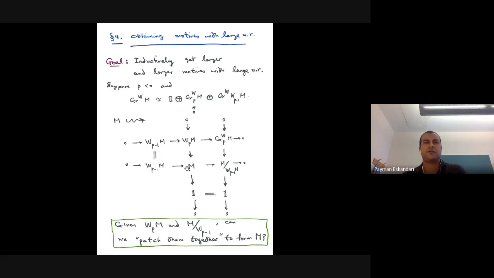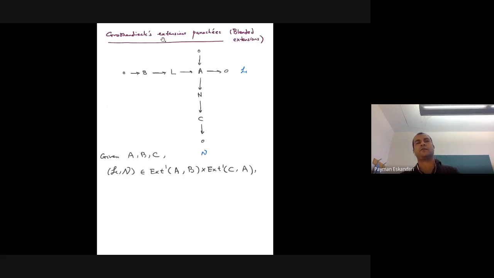Now, going back to this idea of trying to get more complicated motives with large unipotent radicals, the question is, if we have WP and M mod WP minus 1, can we complete the diagram to get an M? If we can, and we make sure our independence axioms hold, then we get largeness results for M. The answer to whether a row and a column like this can be completed to a diagram like that is given by Grothendieck's formalism of extensions panachées, or blended extensions, as Daniel Bertrand translates.